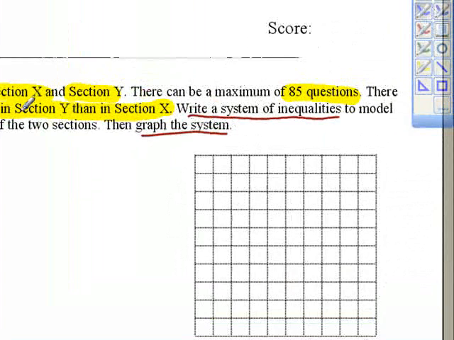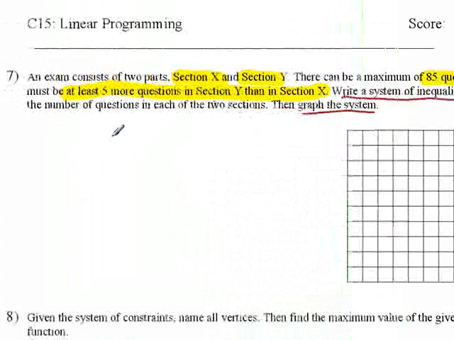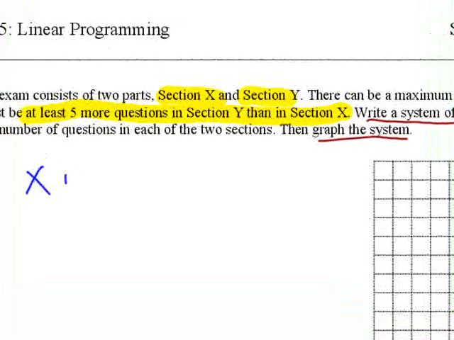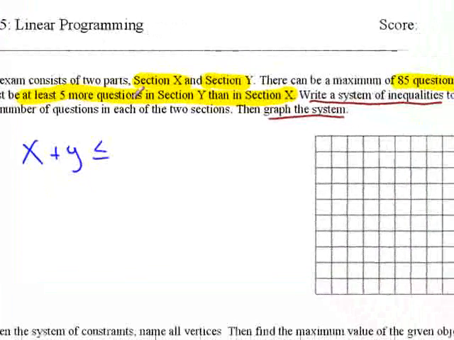We'll just go ahead and let X be the number of questions in section X and Y be the number of questions in section Y. If there can be a maximum of 85, we should be able to say X plus Y can be no bigger than, or less than or equal to, 85.